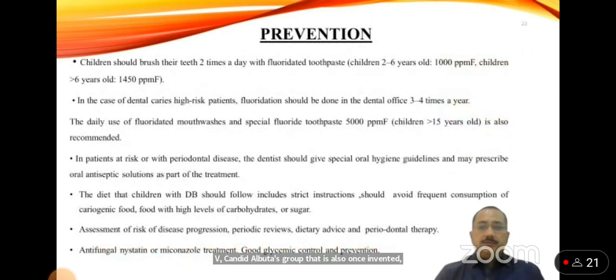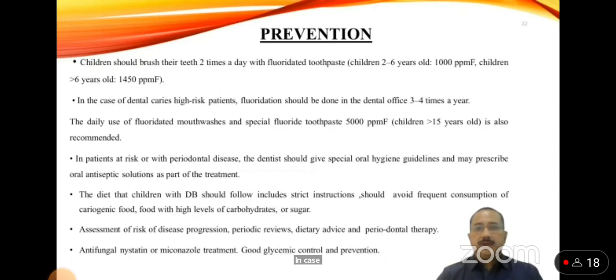Prevention is also important to stop all these types of complications. Patients should brush twice with fluoridated toothpaste, especially one with a higher ppm of fluoride. In case of patients at dental caries risk, fluoridation should be done in the dental office 3 to 4 times a year. For daily use, there should be a mouthwash, and fluoridated toothpaste should be used.